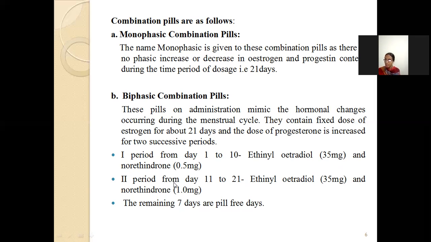If you see the second period, it starts from 11 to 21 days. So here what will happen? The estrogen is taken as 35 mg, as usual, it is not increasing here. But if you see the progesterone, it is increasing. It became double. See here, in the first period, we are taking 0.5 mg. Here we are taking 1 mg, means it has been doubled. So in biphasic phase, we are using both estrogen and progesterone, but the estrogen level does not increase for both the periods, but the progesterone dose is increasing in the second period.